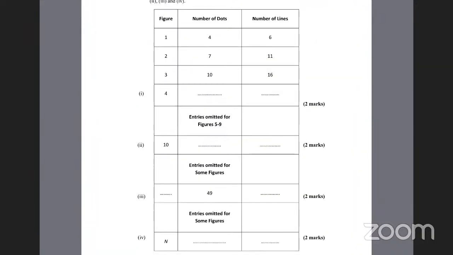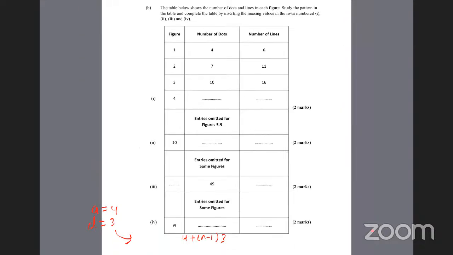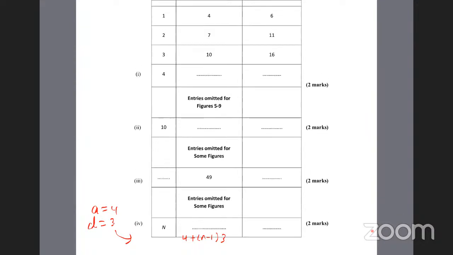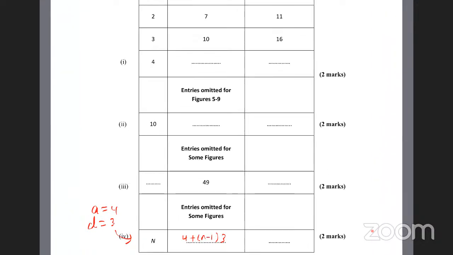All right. So let's check this one out here. So I'm going to work out the first formula here. The first formula is A is 4 and D appears to be 3, right? So that'll be 4 plus n minus 1 by 3.